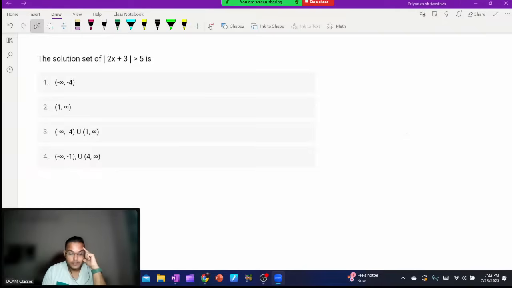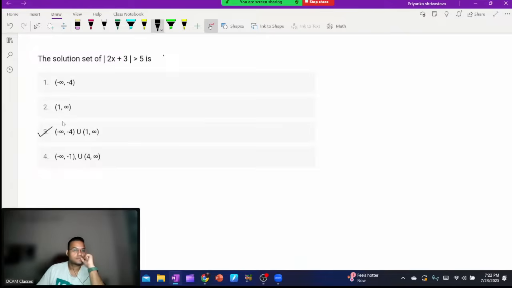C part. See, correct. That's 3. So we took two cases and combined them. Minus infinity to minus 4 and 1 to infinity. Correct.